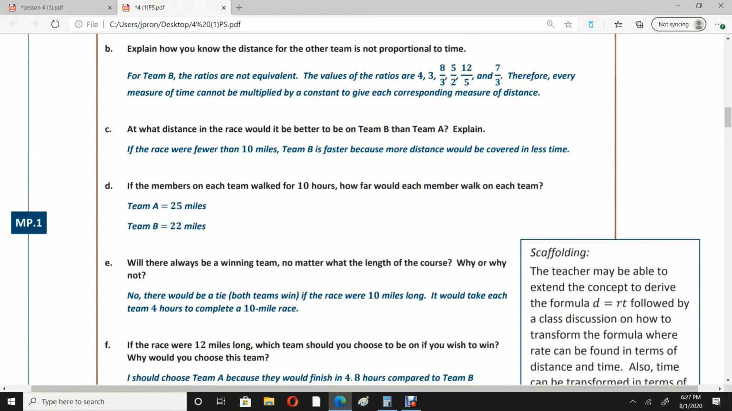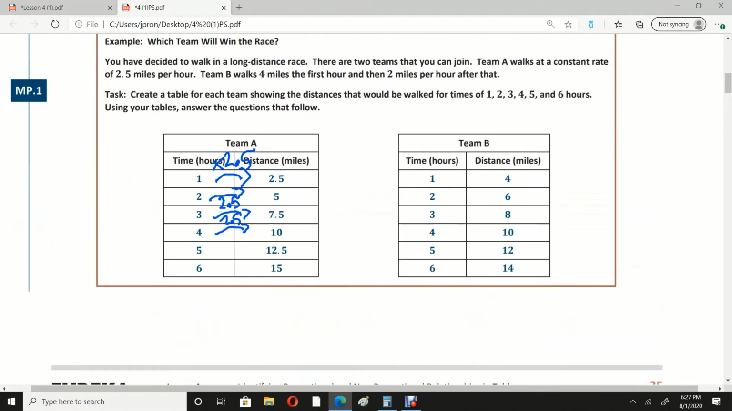Very good. Okay, so part B, explain how you know the distance for the other team is not proportional to time. What sets this one apart is the first one. So let's look at the first one. In the first hour, it travels 4 miles. So 4 miles over 1 hour, that's 4 miles per hour. Let's look at the second one. Travel 6 miles in 2 hours. That is 3 miles per hour.